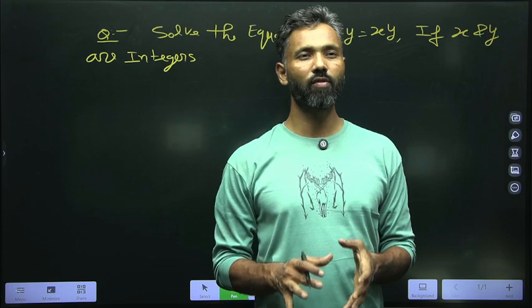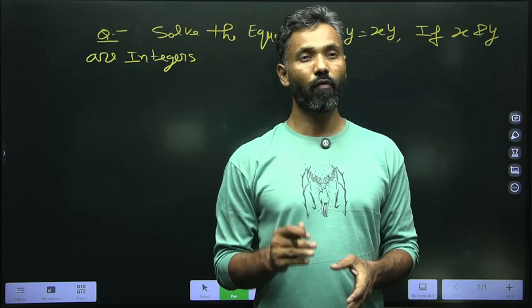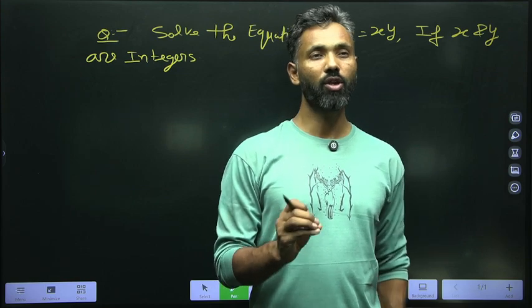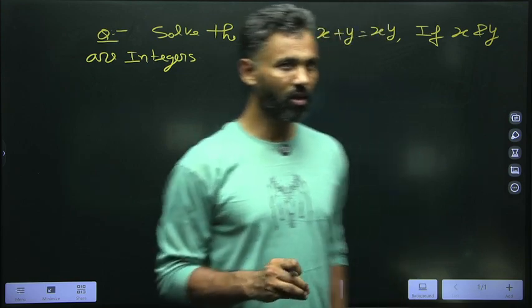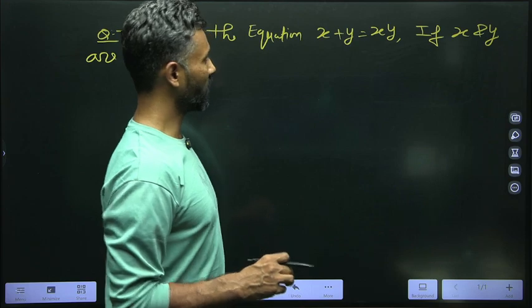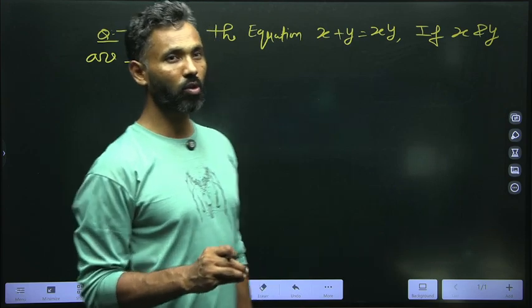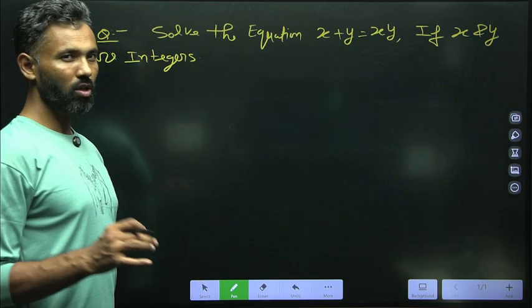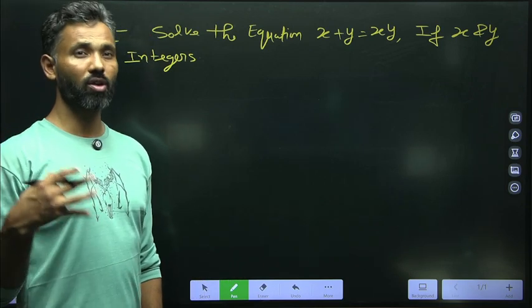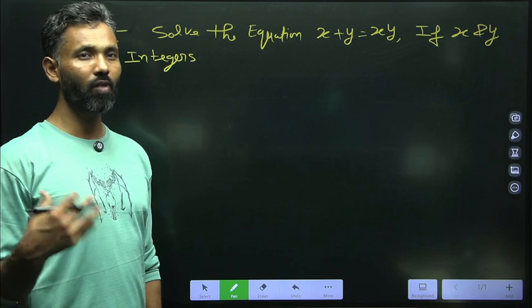In today's session, we are just going to discuss a very important kind of question based on the integers. The question says: solve the equation x plus y equal to xy, if x and y both are integers. So this is a question based on the properties of the integers, and we have to simplify this kind of question.